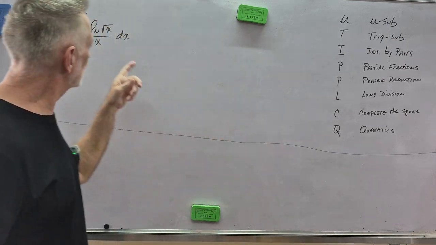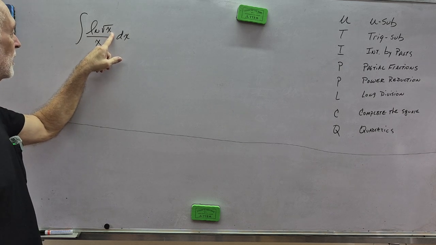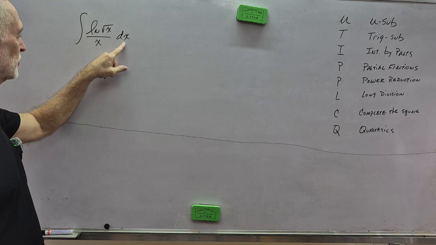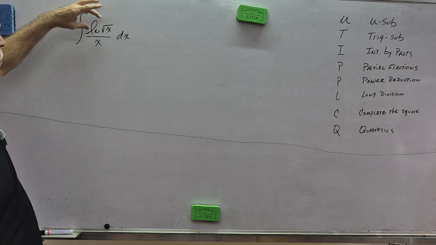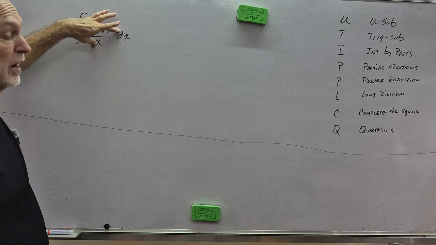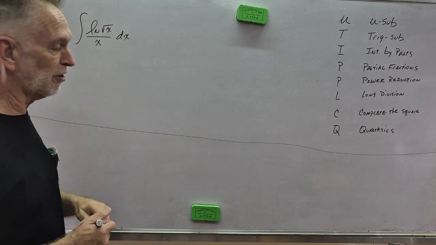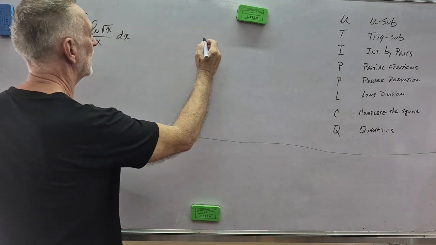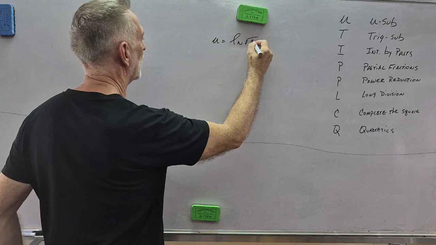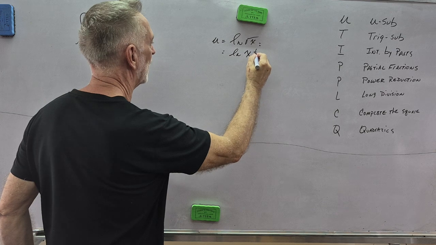Okay, so in this case, if this were just x, then the derivative of natural log x is 1 over x dx. So if u were natural log of x, I would have a du as 1 over x dx. So let's go ahead and just try this and let u equal natural log of square root x. And that's natural log of x to the 1/2.